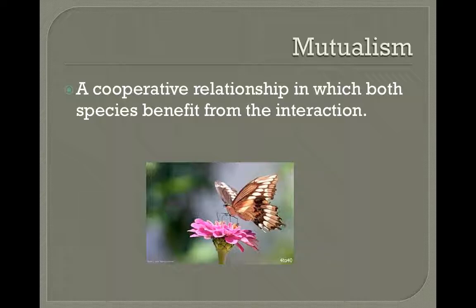Finally, we also need to be aware of mutualism, which is a cooperative relationship in which both species benefit from the interaction. We'll go into this in more detail next time, but we see here a pollinator, in this case the butterfly, getting its food from a plant. This is probably the most important mutualistic relationship, as it's how plants reproduce and it's how many small insects get their food. There are many other types of mutualism that we'll go over in the future.